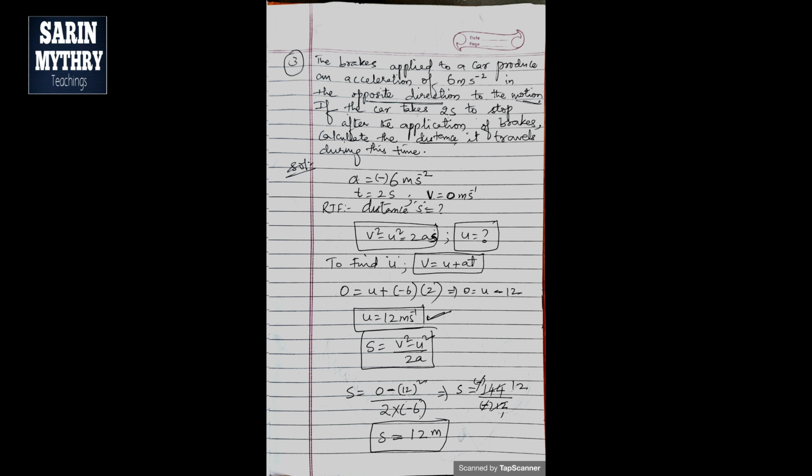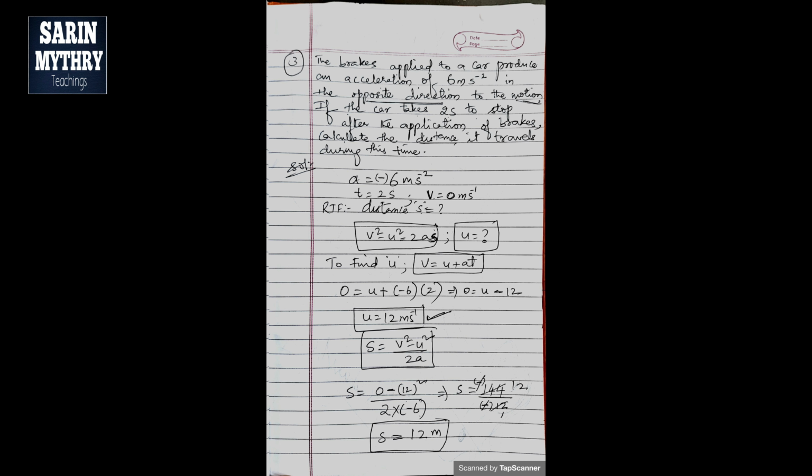So in order to find out the distance s, we know the formula v square minus u square equal to 2as. Therefore, in order to find out the distance s, we also need an initial velocity, which is unknown to us. So now let us find out the initial velocity.